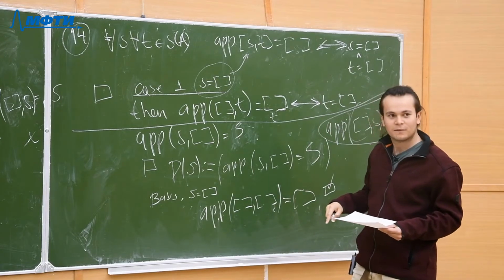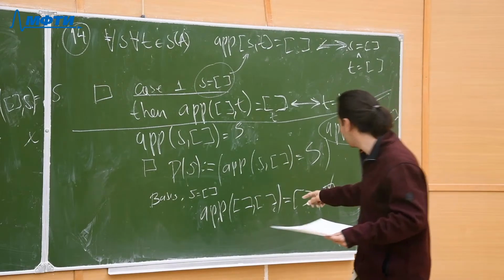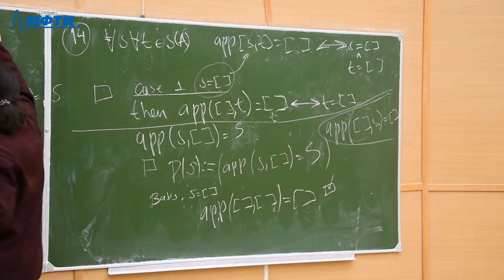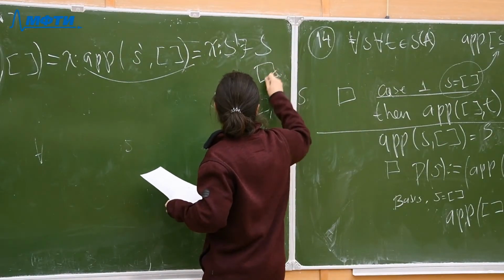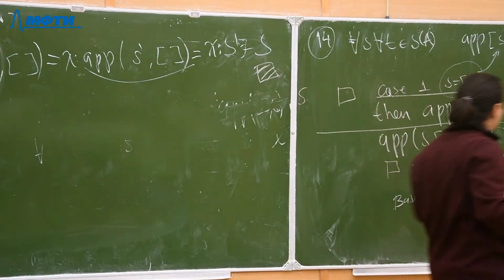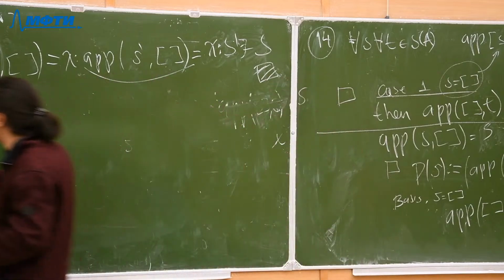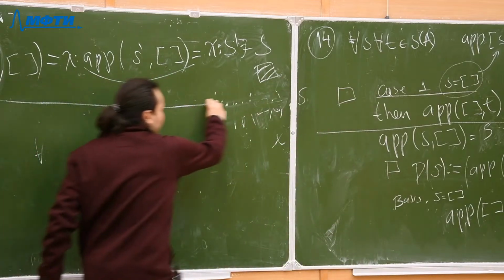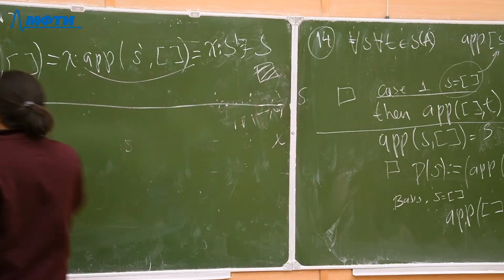Yeah. But let's finish the proof already. So this is s. And now the proof is finished, okay? Okay. So yeah, we didn't need to prove that, but we already did it. So this is the case 1. And now the case 2.